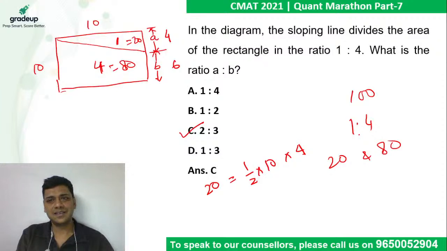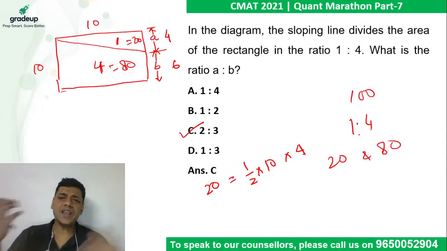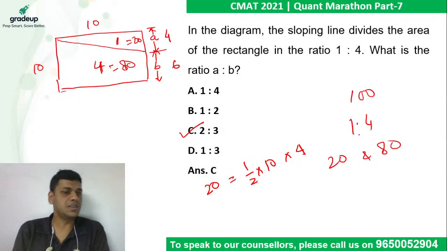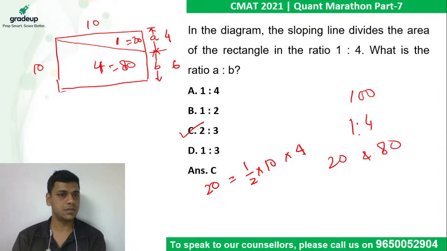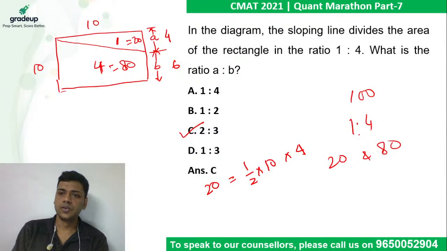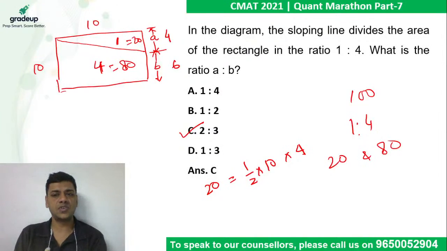Simply assume the numbers. Simply assume dimensions, whatever you want to. I have simply assumed the length and breadth as 10, 10. I got the area, so I divided the area into the two parts, and then we have the base and height, everything. So when it comes to Quant, both of them will be almost the same.